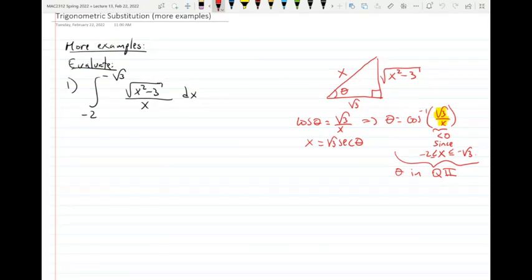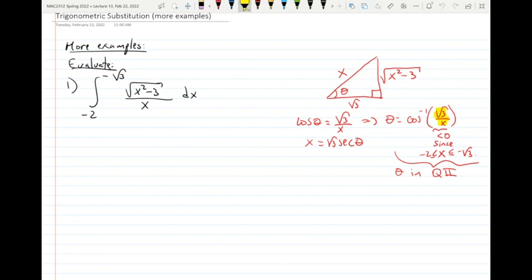Okay, so let's see. Where are we? Okay, so we have our substitution, x equals square root of 3 secant of theta, using the triangle, and it's important to know in what quadrant theta is. So in our case, theta is in quadrant 2. Okay, that's what we have so far.